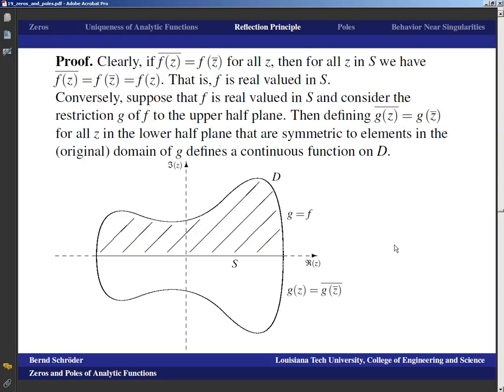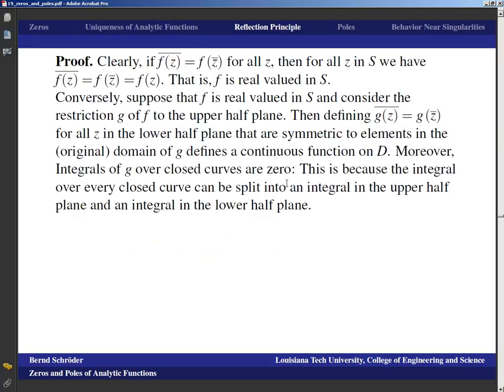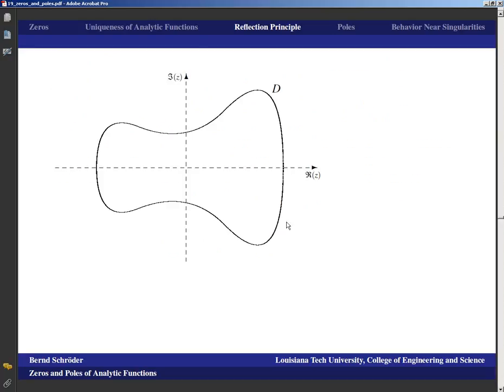Well, continuity is nice. We need analyticity. Well, analyticity comes from Morera's theorem. So now, moreover, if we look at integrals of g over closed curves, we claim that those are 0. And that's because the integral over every closed curve can be split into an integral in the upper half plane and an integral in the lower half plane. We'll take a look at the picture in just a second.